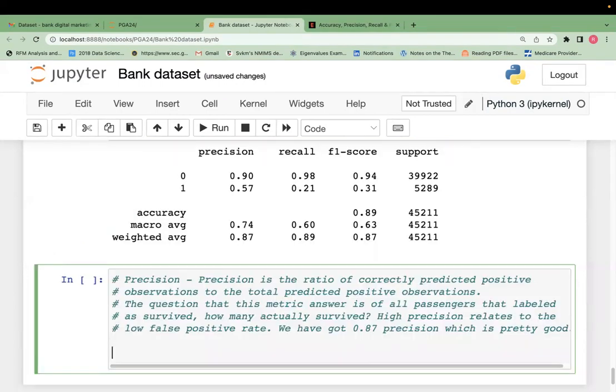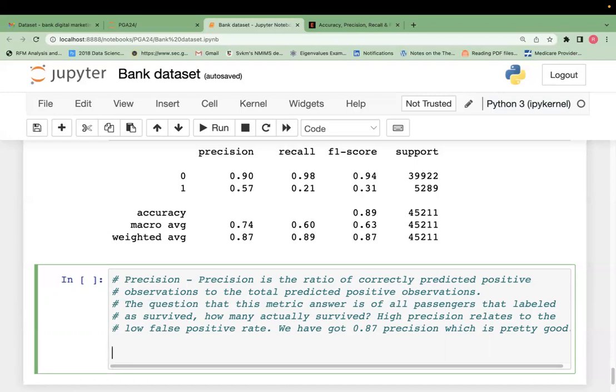Let's see the interpretation of precision. Precision means correctly predicted positive observations to the total predicted positive observations. Take for example, all the passengers that are labeled as survived, how many actually survived? Titanic data set, right? So labeled survived, and how many survivals your model is predicting.